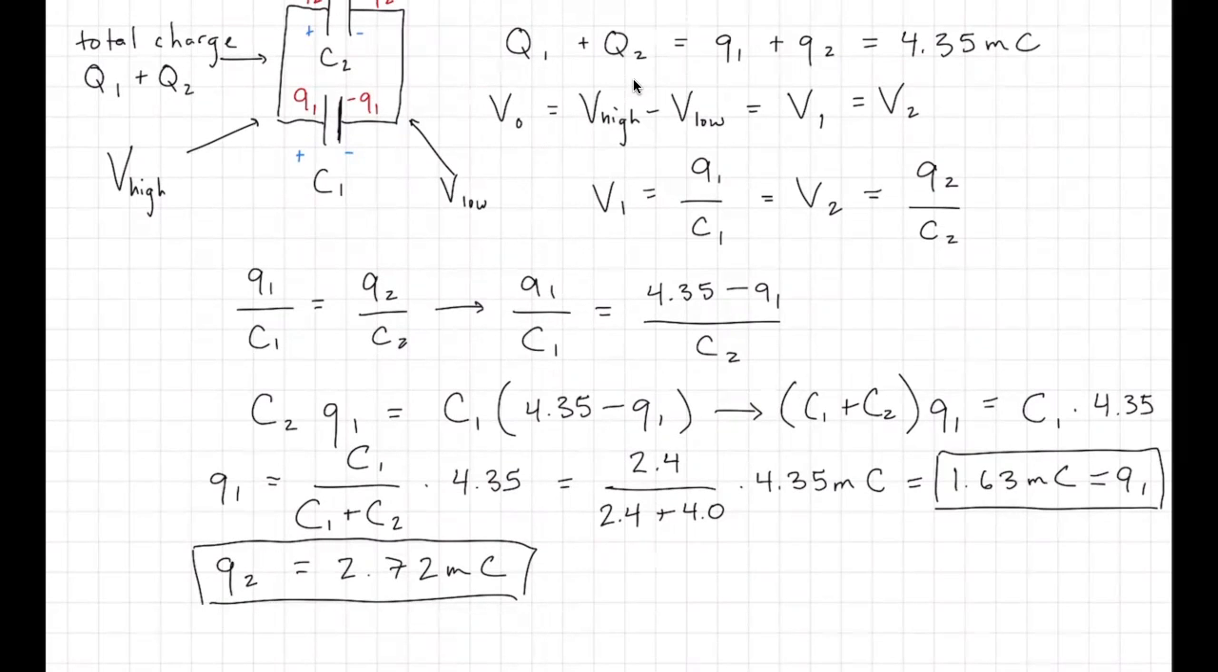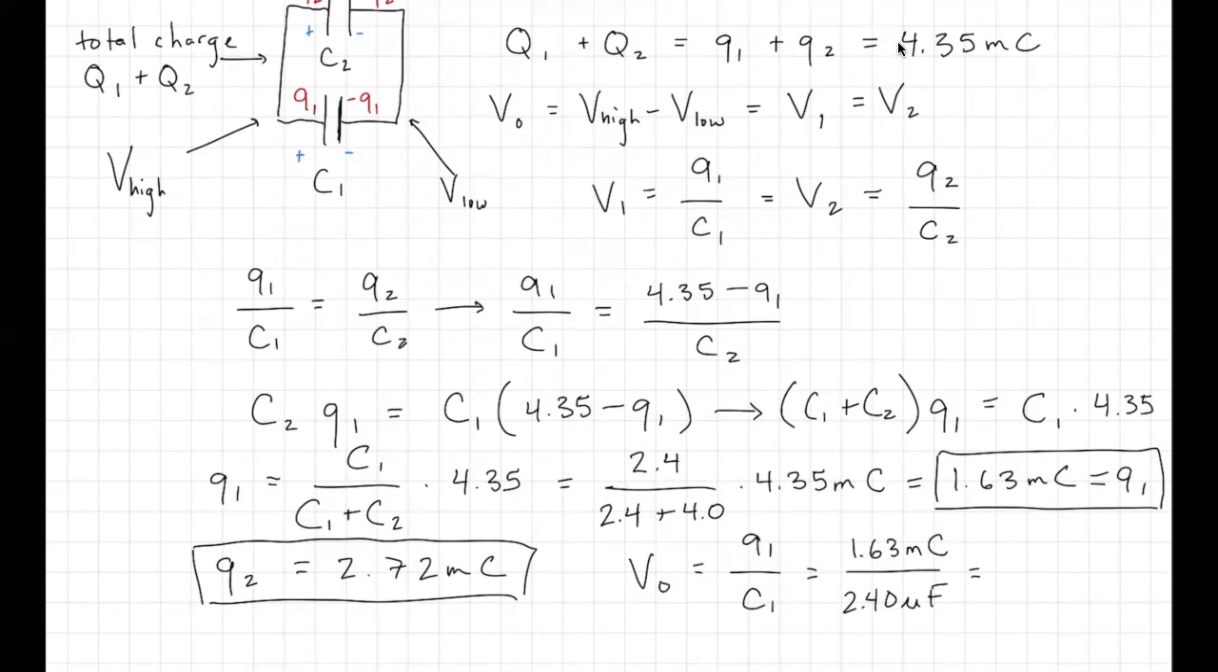Okay, so the problem also wants the voltage. So if we want to go back and get the voltage, we can just use one of the expressions for voltage here to get it. So V naught is the same thing as V1 or V2, so I just have to calculate it once. So V naught then is equal to Q1, let's say, over C1. So that's equal to 1.63 millicoulombs over 2.40 microfarads. And if I do that, what do I get?